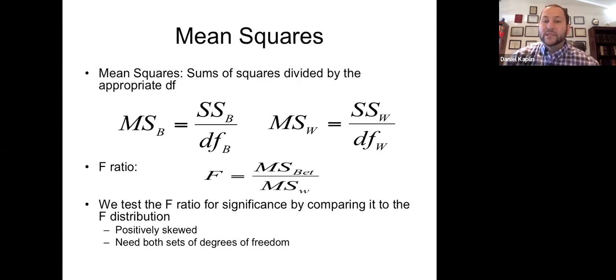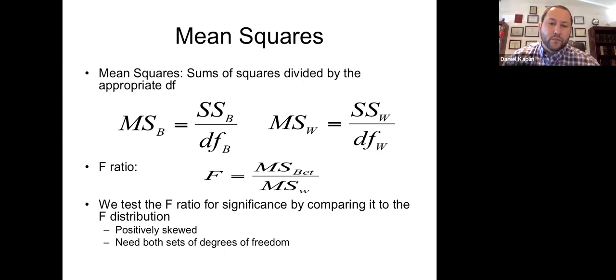Mean squares, the mean squares formula is the sum of squares of a given aspect divided by its respective degrees of freedom. So mean squares between groups would be the sum of squares between groups divided by the degrees of freedom between groups. Mean squares within groups, sum of squares within groups divided by degrees of freedom within groups. And then the F value is dividing mean squares between relative to mean squares within.